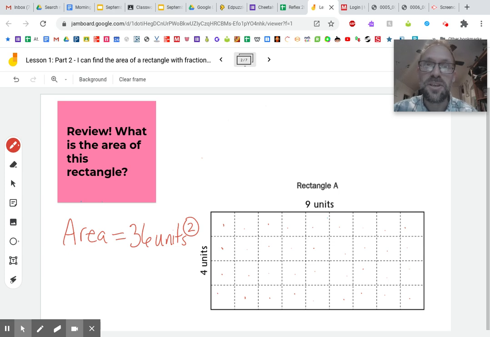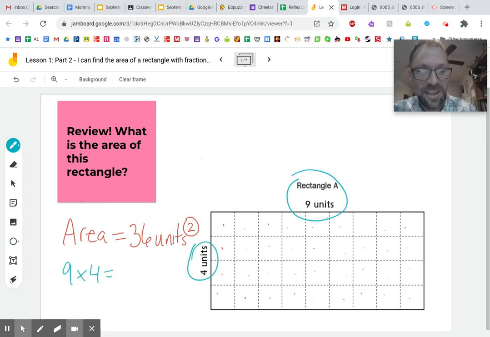All right. Some of you might have used the multiplication strategy, the procedure. Area is going to be equal to the length, 9 units, times the width, 4 units. So we could have done 9 times 4 equals 36 units squared. Don't forget the squared. All right. Those are the two strategies we learned yesterday.